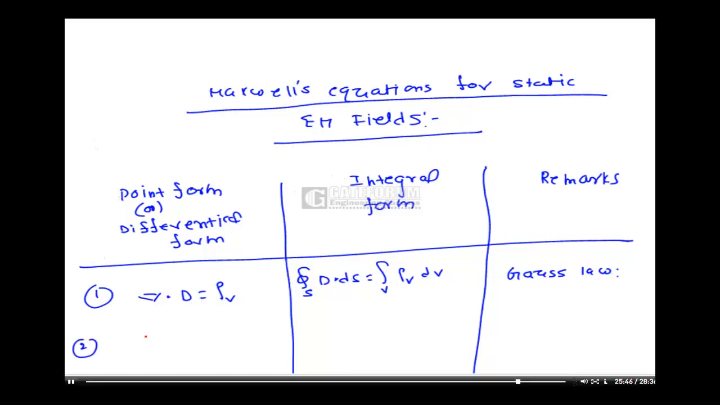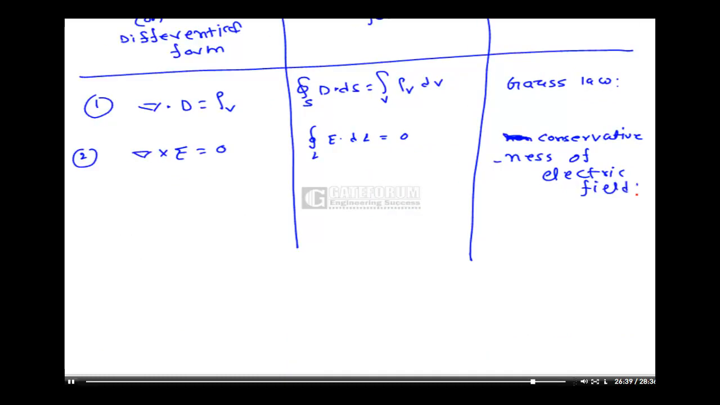The second Maxwell's equation is del cross E is equal to 0. Here curl always relates line integrals to surface integrals. That is, the integration over the closed line of E dot dl is equal to 0. This is the integral form of the second Maxwell's equation. So what is the remark? Sorry, del cross E is equal to 0 means a conservative field. So it is the conservativeness of the electric field. That is, the circulation of the electric field is 0, which means it is a conservative field.